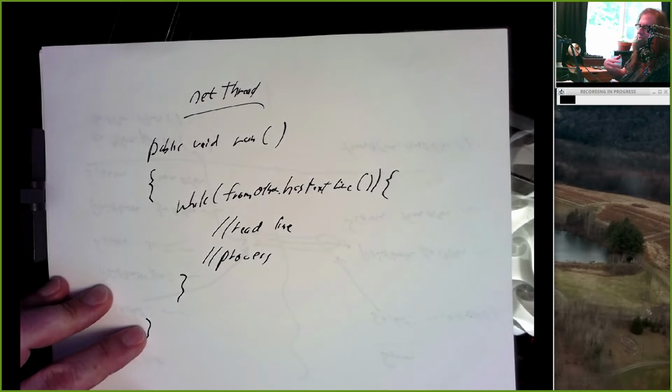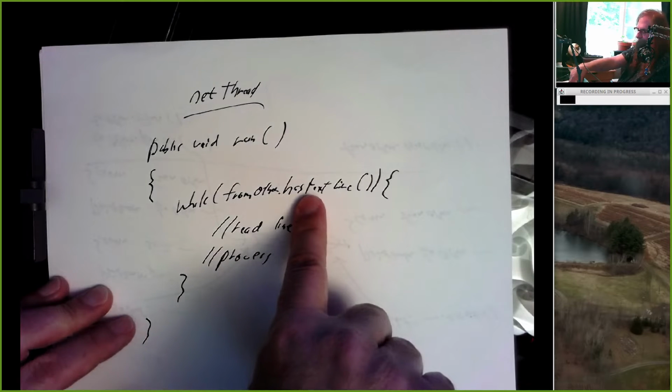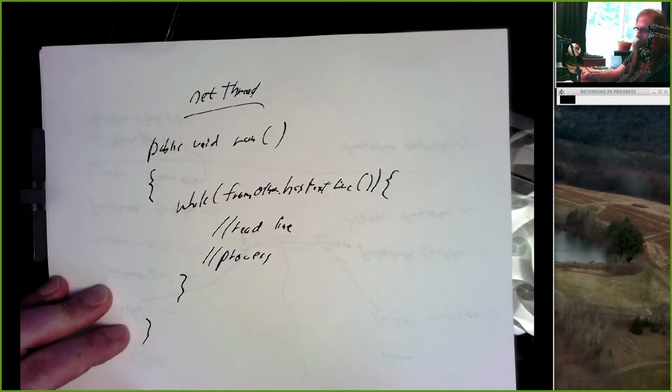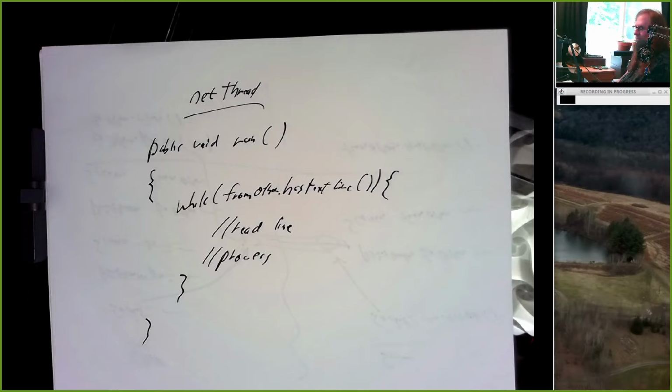Eventually, if that socket connection closes, this will return false. We know that the connection has gone away, and we can just return from our run method, and that's when the thread will die. So the whole thing this run method does is sit in this infinite loop, read a line, process it, and keep doing that.